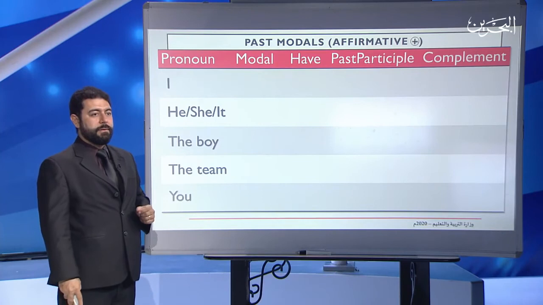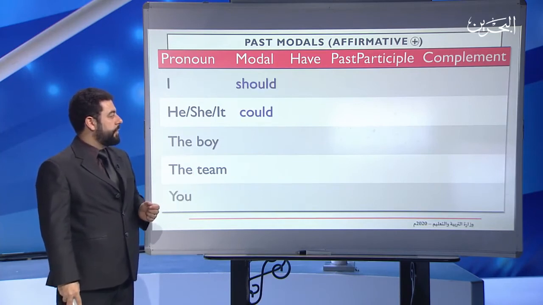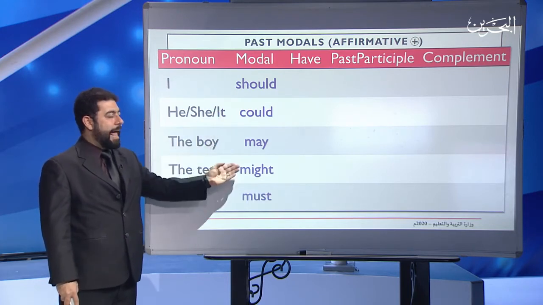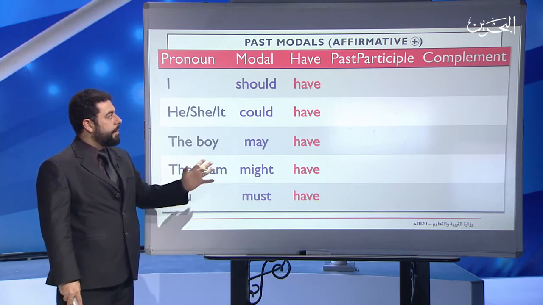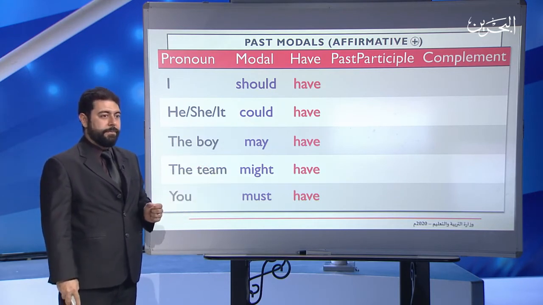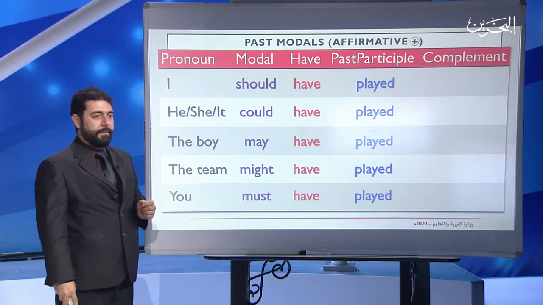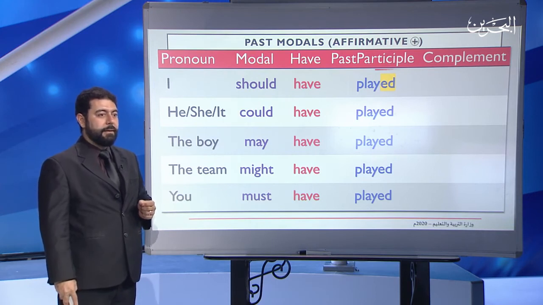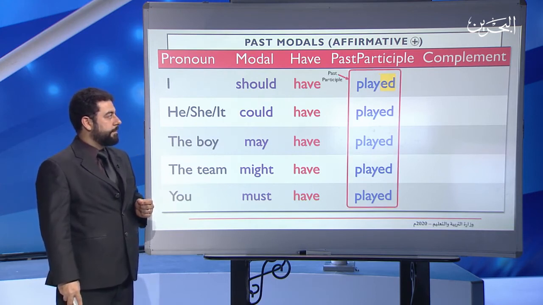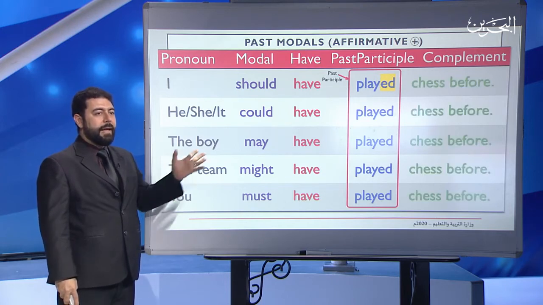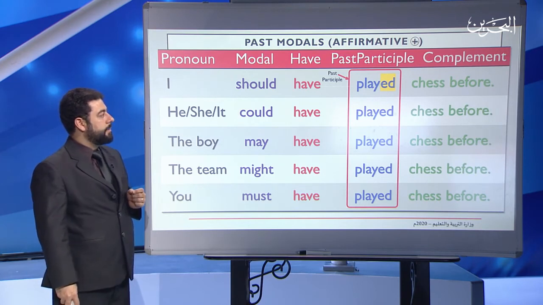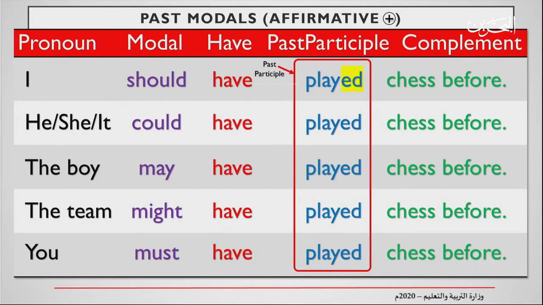And then we use the modals. So, should, could, may, might, and must. Then I add have, just like that. Then I use the past participle of the verb. In this case, it is played. You will notice that the verb ends with ed. That means it is a past participle. And then we add the complement. Let me read you the sentence. I should have played chess before. Or you can say, the boy may have played chess before.